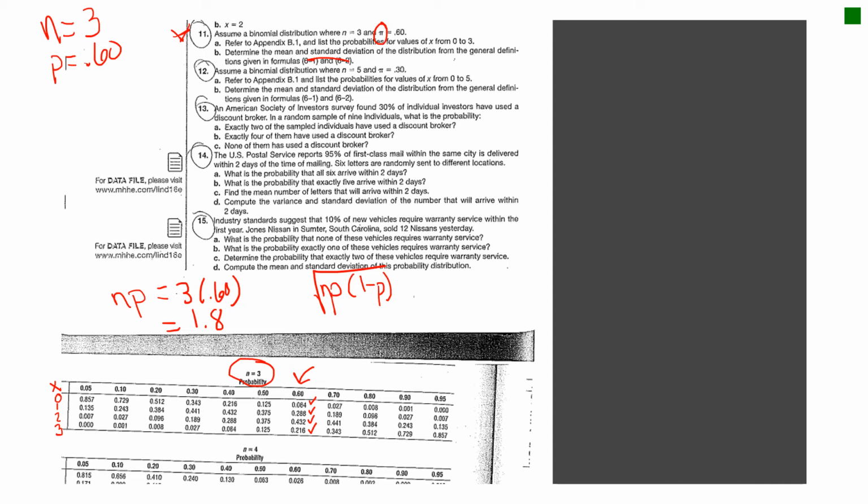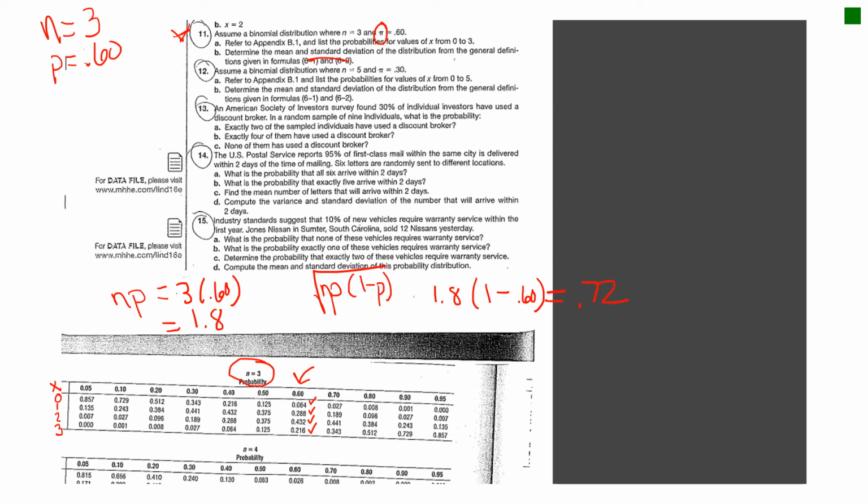And then to get the variance and then the standard deviation, we already did n times p, so that's simply going to be 1.8 multiplied by 1 minus 0.60. I'm just plugging it into the basic formula. And so when you take 1.8 and multiply that by 0.4, you get 0.72. So that would be right here.